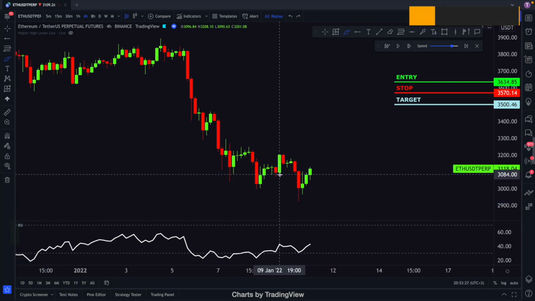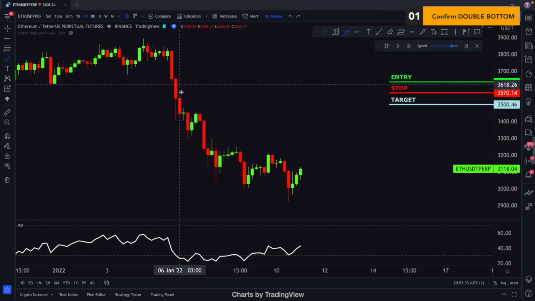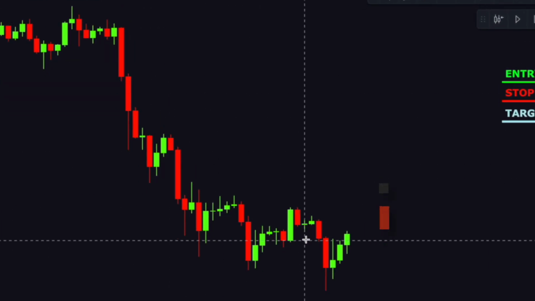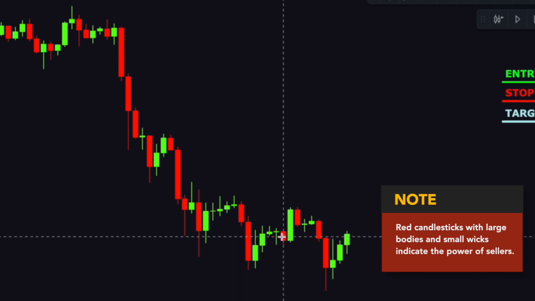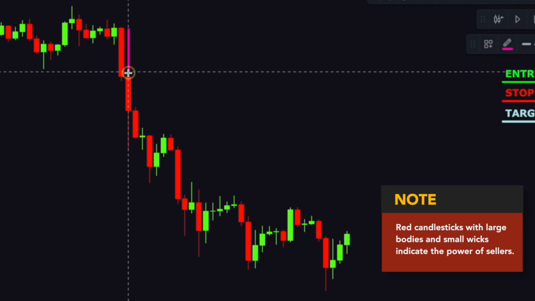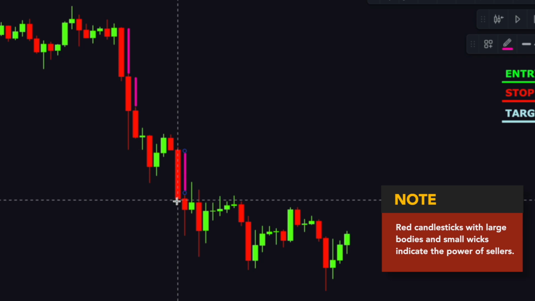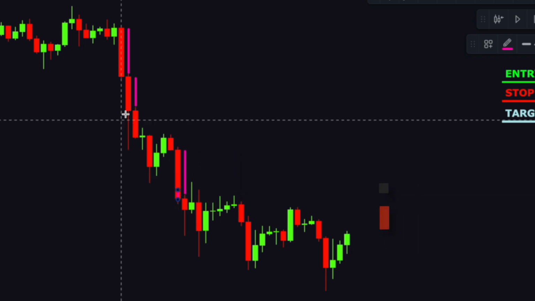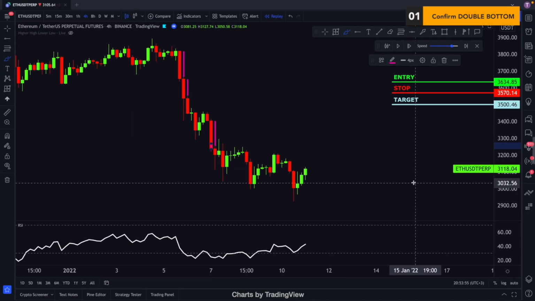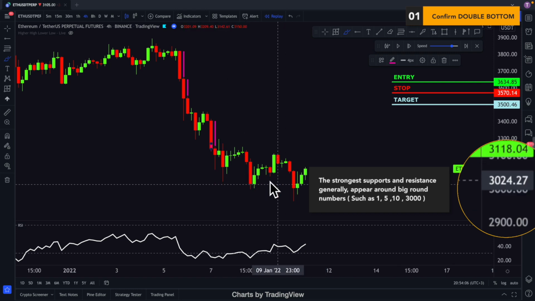Step 1. Confirm downtrend and double bottom. If you notice, sellers are quite powerful. The downtrend is extremely strong. How do I know this? Please look at these red candlesticks. These have extremely large bodies. The bears are beating the bulls. But around the 3000 price point, there is a strong support. The strongest supports and resistances generally appear around big round numbers.